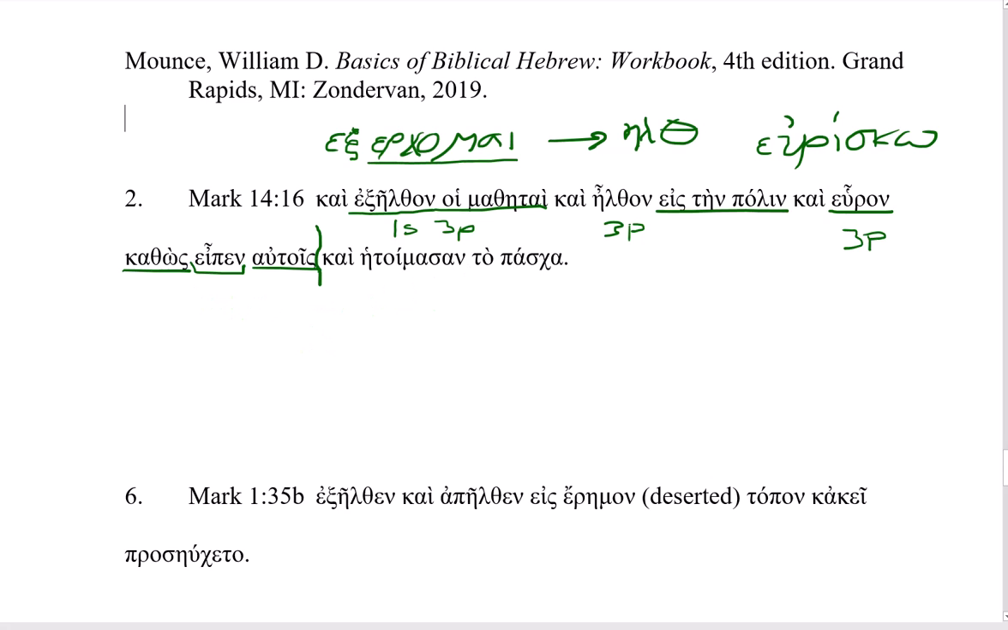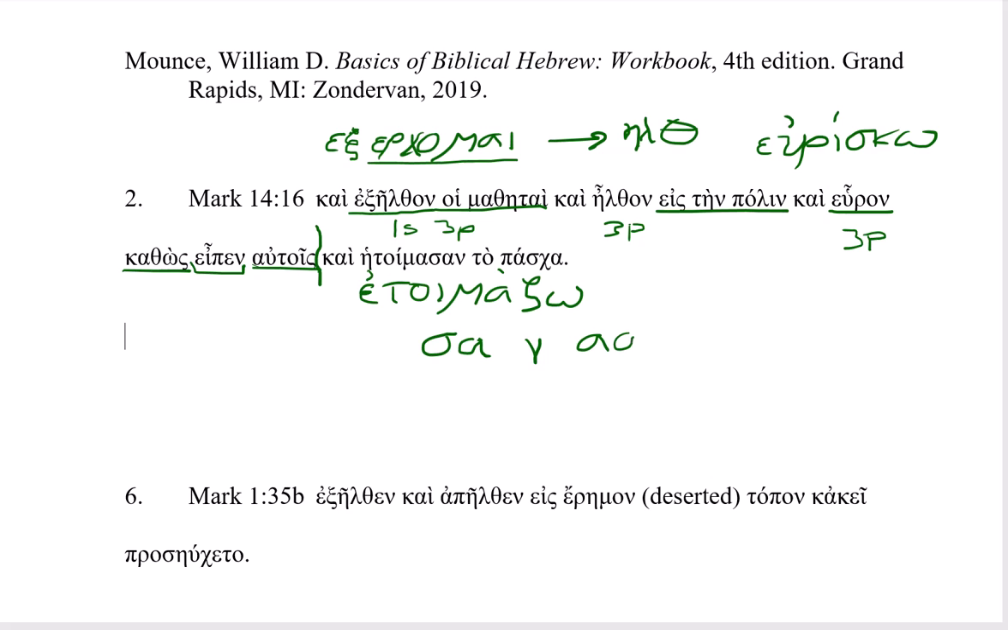Etoimasan is going to be first aorist, and this comes from the root etoimazo, which means to prepare. And so we have an augmented first letter here. The epsilon augments to an eta. And then we have the asan. So we have etoima, and then we have the sa, tense formative, and then we have the new ending.